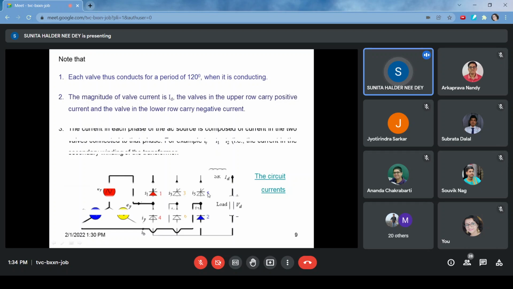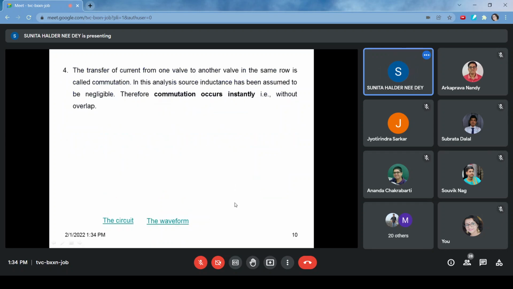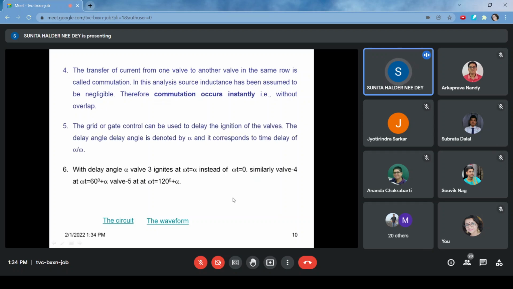Whatever I have told, I have written here also. And you know, in the DC side, there is one smoothing reactor also, so that it can reduce the ripple, and it reduces the harmonic current also to some extent. And this transformer current also I have shown here properly. Now here we have assumed that commutation occurs instantly, but there may be overlapping also. The alpha angle delay also I have discussed.